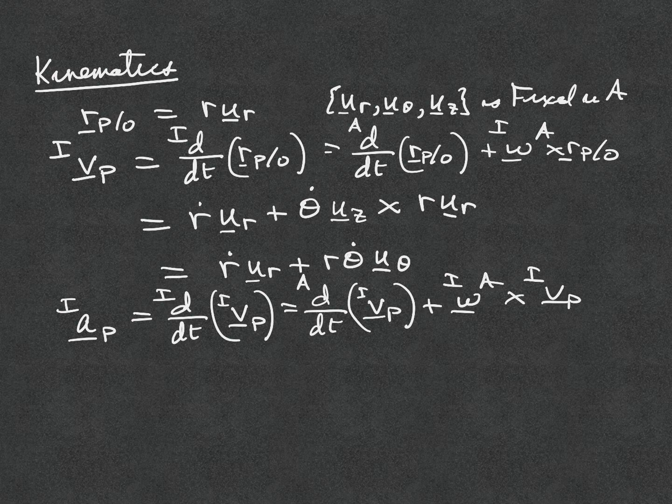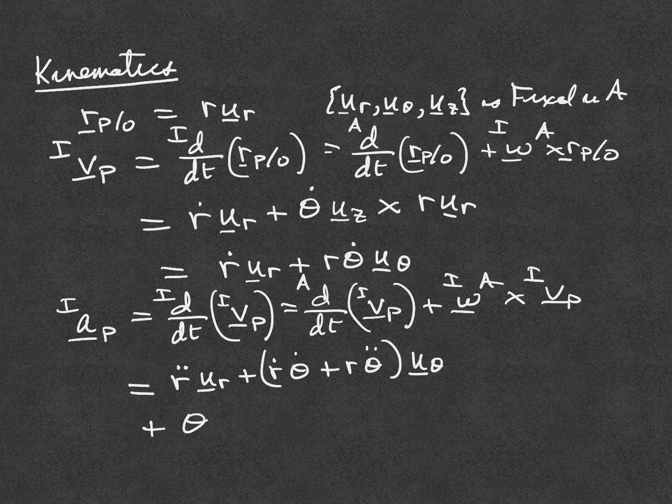So I have to transport myself from frame A to the inertial frame. When I take the rate of change here, I get r double dot u_r plus r dot theta dot plus, let's take a step back here, r dot theta dot plus r theta double dot u_theta. Now that is d/dt in A of the velocity of P in I. But I have to add to that the angular velocity of A in I, which is theta dot u_z, crossed with r dot u_r plus r theta dot u_theta.